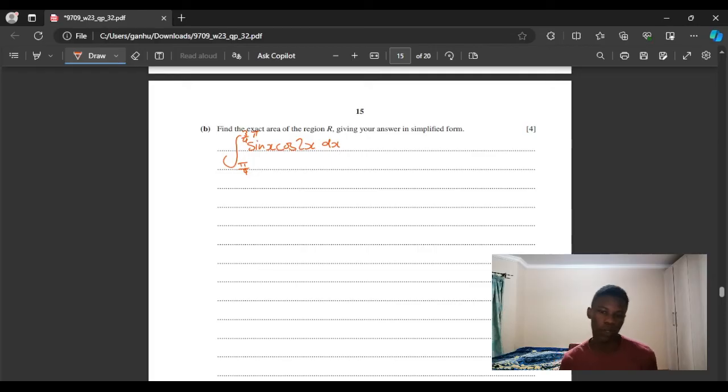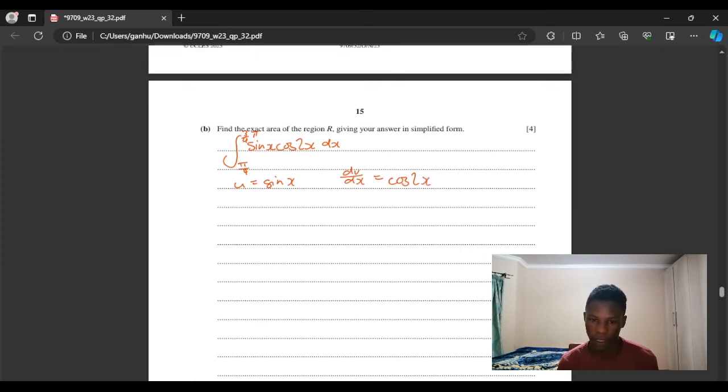Okay, so these are two functions that are multiplying each other, so we're going to use integration by parts. Let u equals sine x and dv dx equal cos 2x. If you differentiate u, you get du dx is equal to cos x. If you integrate dv, you get v is equal to half sine 2x. And now let's use our formula for integration by parts.